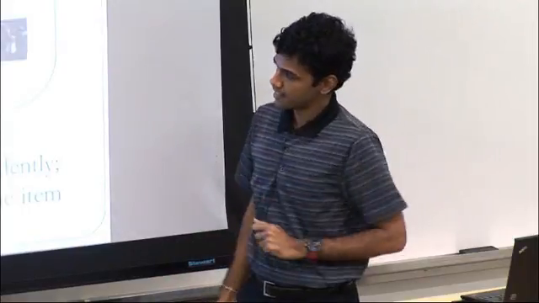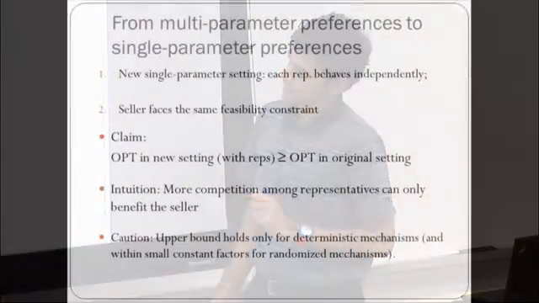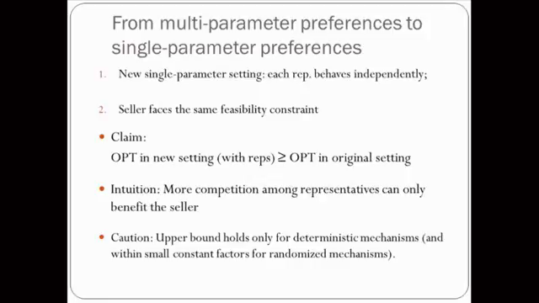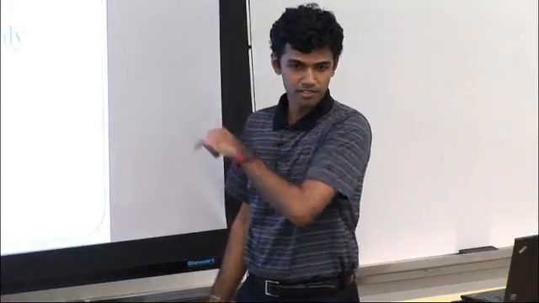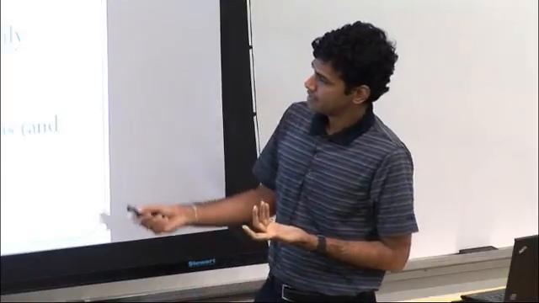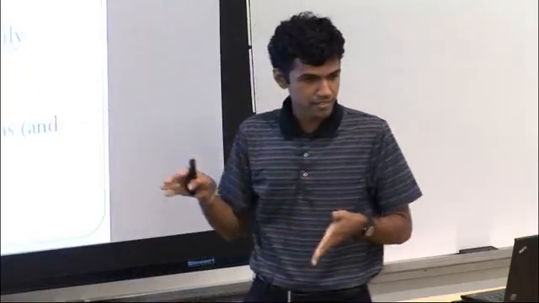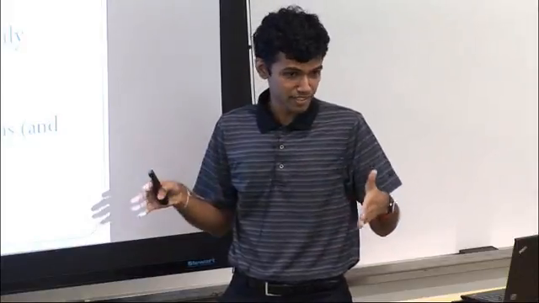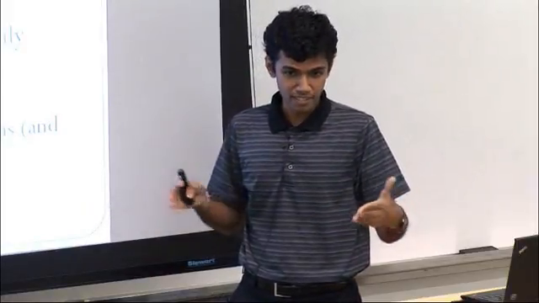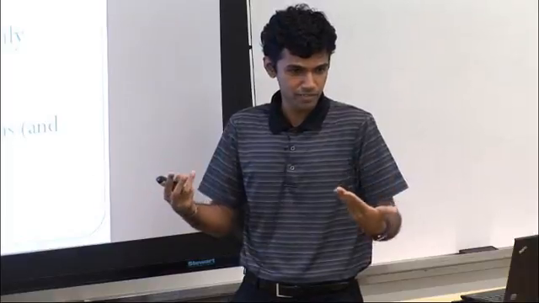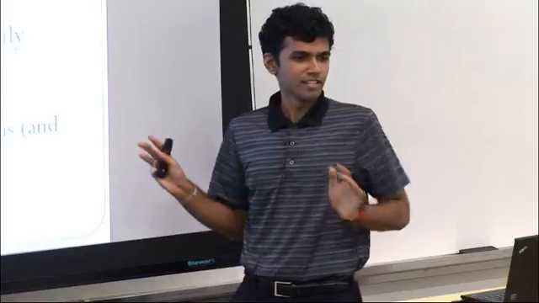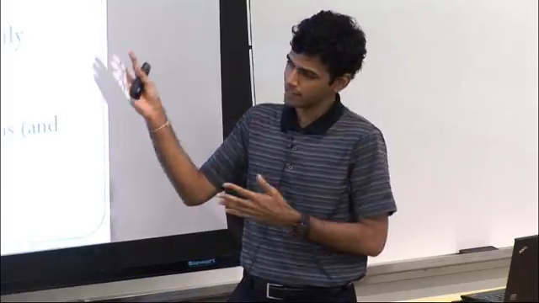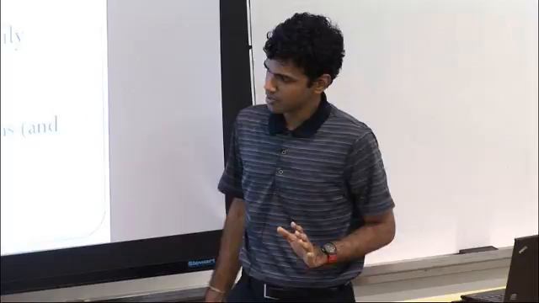So what about this setting? The claim is that the optimal revenue in this new single parameter setting is at least as much as the optimal revenue in the original multi-parameter setting. And what is the intuition? Basically, in the single parameter setting, these representatives are going to compete with each other. They act independently. Whereas in the original setting, the agent made a joint decision for all the items. He'll pick the item which maximizes his utility. Here, these representatives are not going to say, oh, that guy has a higher utility, so I'll leave this item for him. So you can use the competition to get more revenue. That's the intuition, and that can be formalized.